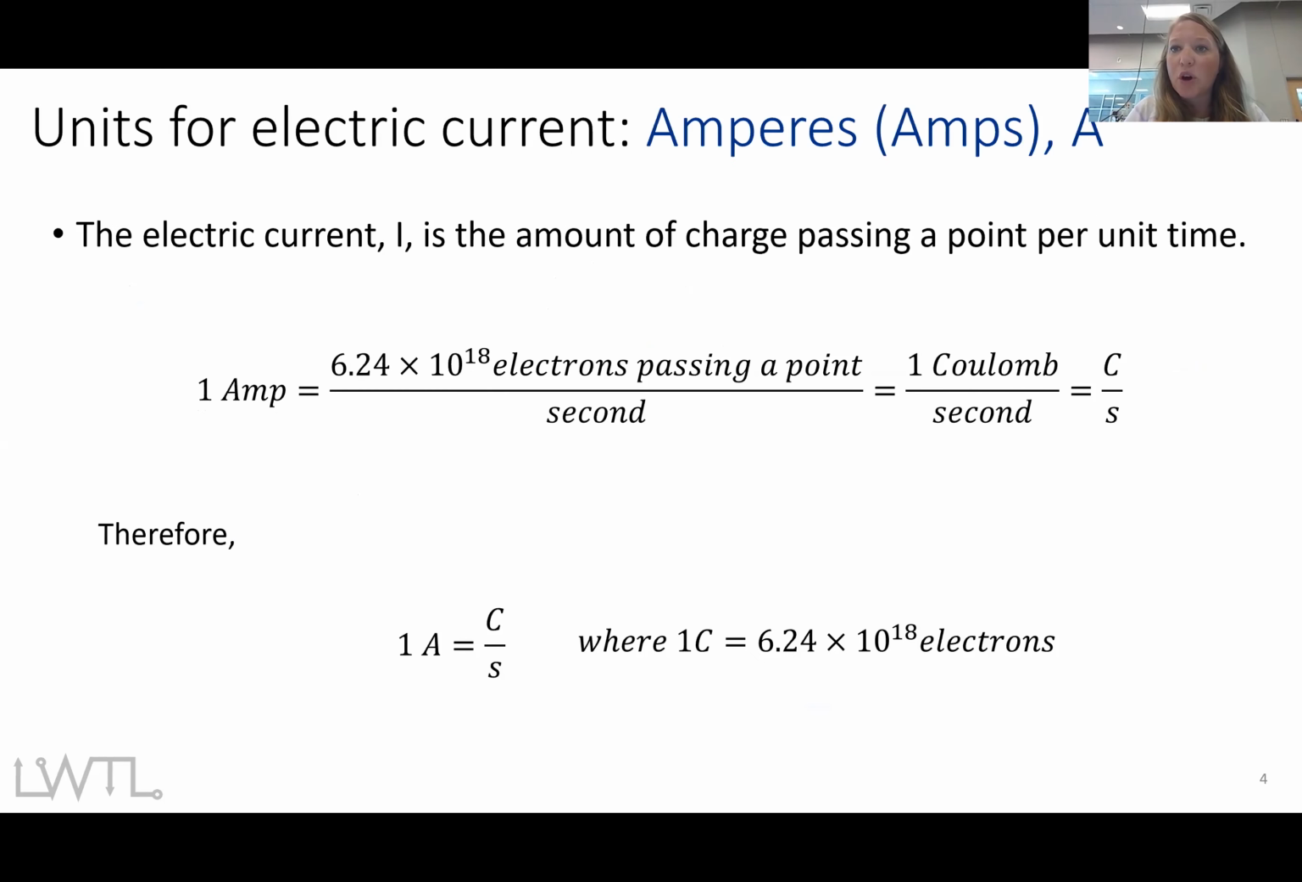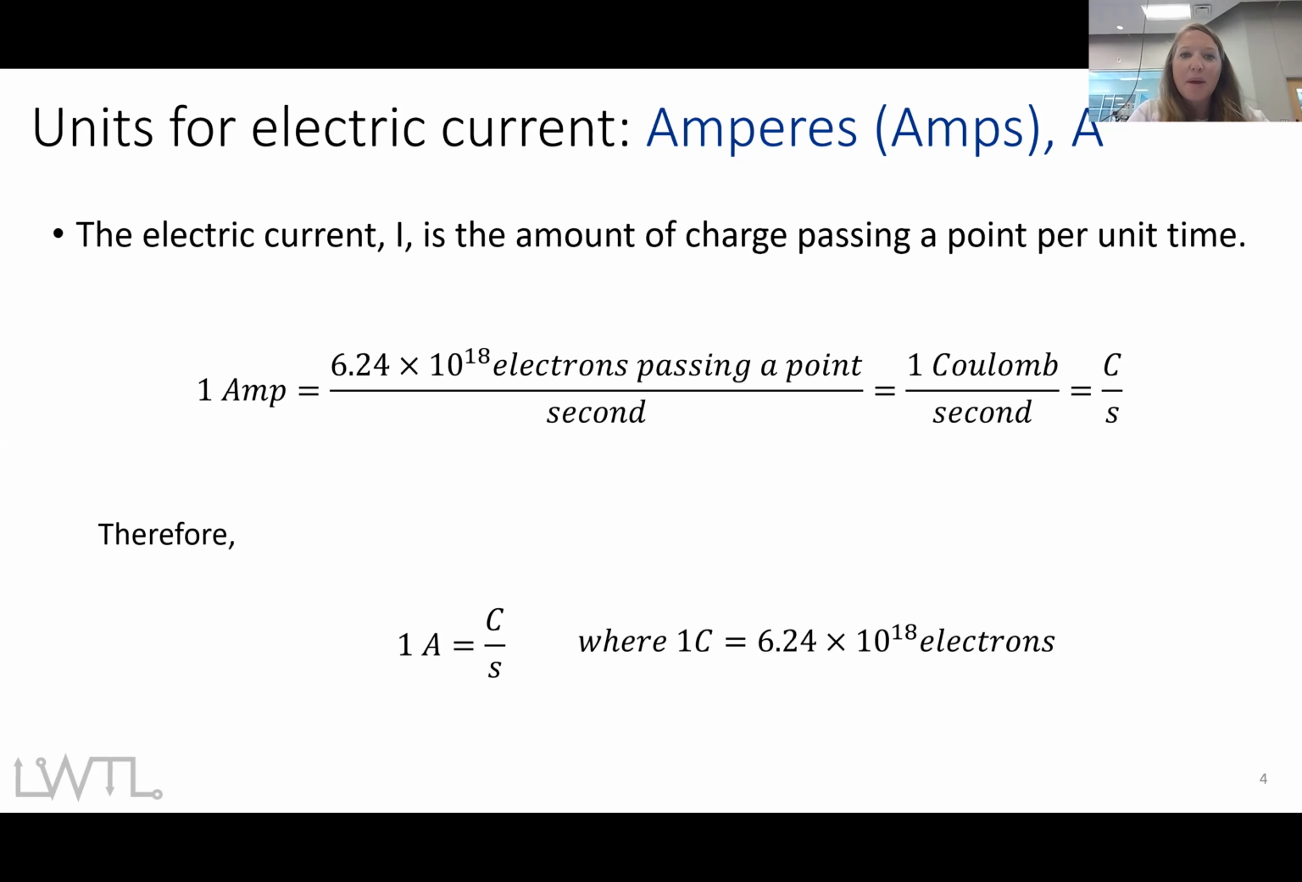Units are so important when it comes to electricity. Units of current are amperes, or amps. They're represented with the capital letter A. Don't get that confused with when we represent current with the capital letter I. Symbolically, we represent current with an I. The units of current are amps, and we represent that with a capital A. But let's talk about what an amp is.